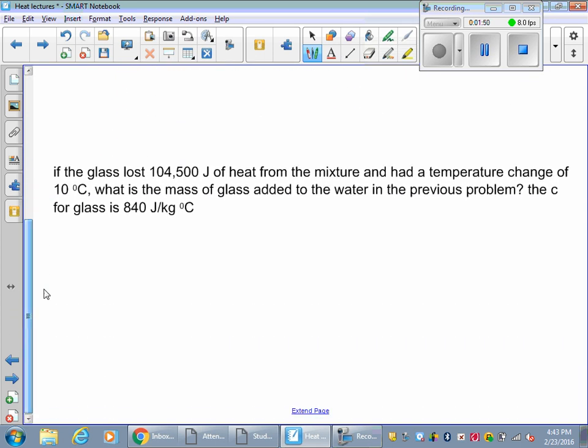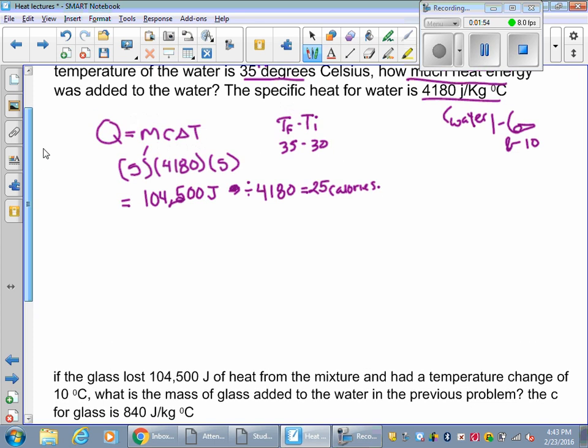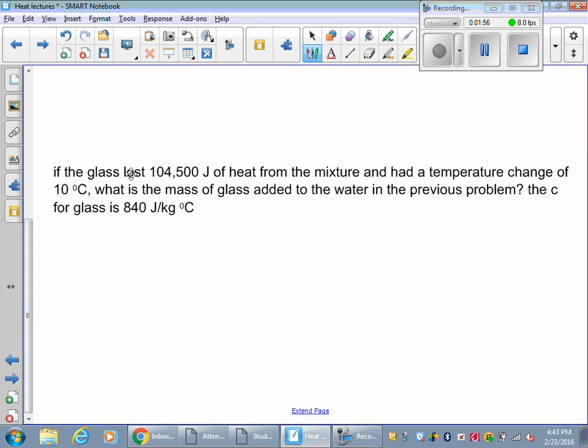If the glass in the previous problem lost that energy, because you know that if the water gained this energy, 25 calories, the glass had to have lost 25 calories. All right, this is my Q for glass. The change of temperature is 10 degrees Celsius. That's nice, right? I didn't make you subtract. It's already given to you. What is the mass of the glass? So we're looking for mass from the previous problem. If the C of glass is 840, okay?